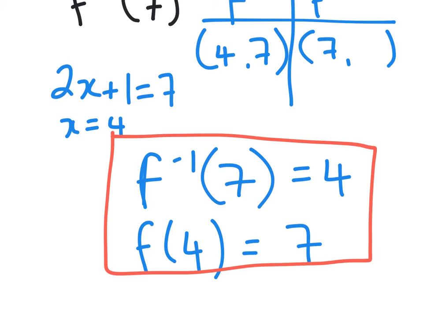We use the same principle for g inverse of minus 2. So that's minus 2 as an input to g inverse, which is the same as minus 2 as an output to g. So what value gives minus 2 as an output in g? We take it from there. Okay.